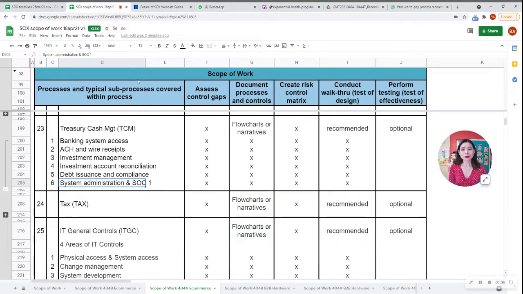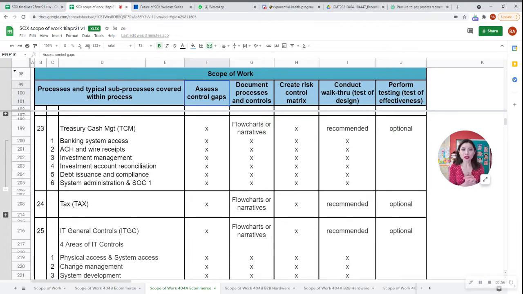So the activities that we would recommend are at the top here, starting with assessing control gaps. Typically for a treasury process, we start with assessing gaps by interviewing the current process owners, understanding what it is that they currently do, and identifying potential gaps in controls for completeness, accuracy, and disclosure of your financial statements. And next, we would be documenting the process and controls.